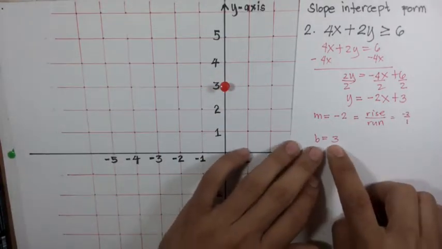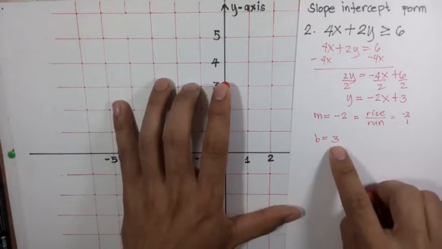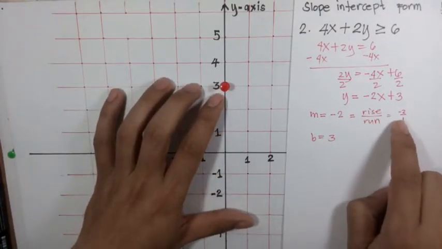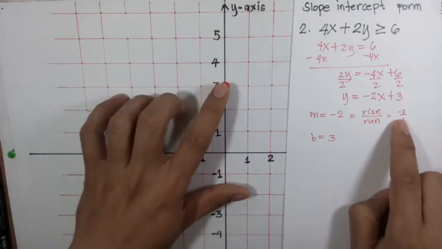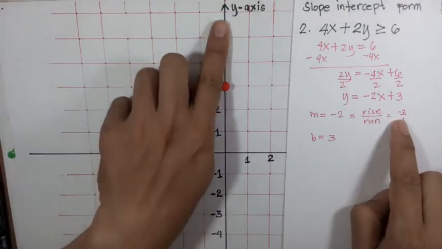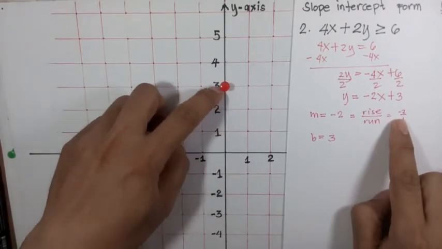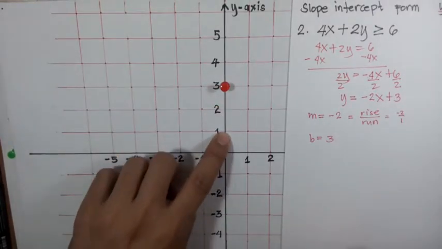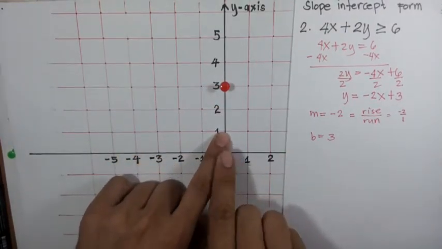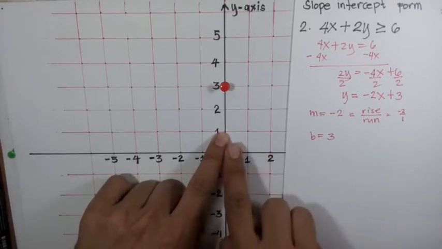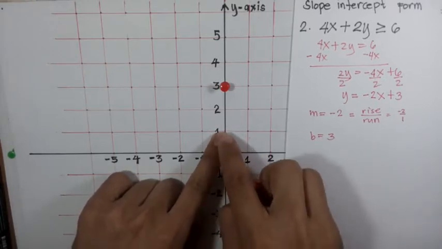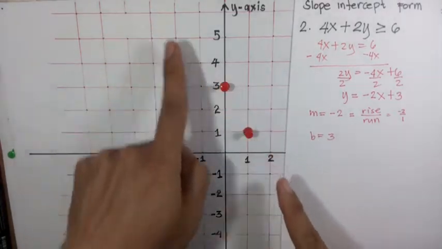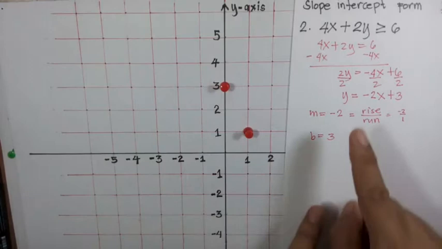And then, next, you go with the slope. What is the slope? The slope is negative 2. So meaning to say the rise is negative 2 over 1. Since it's negative 2, you go down, because if it's positive, you go up. Since the rise is negative 2, you go down 2 units. So you have 1, 2. And then the run is positive 1, so we go to the right 1 unit. So we have this point. These 2 points, you are going to connect, and that would be the graph of our inequality.